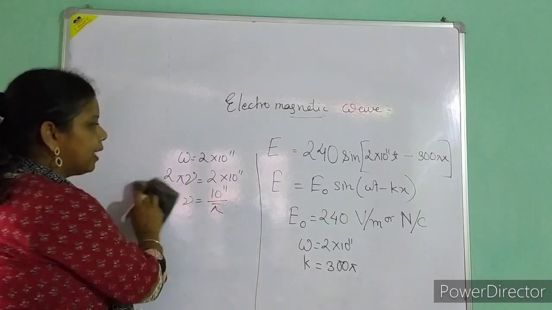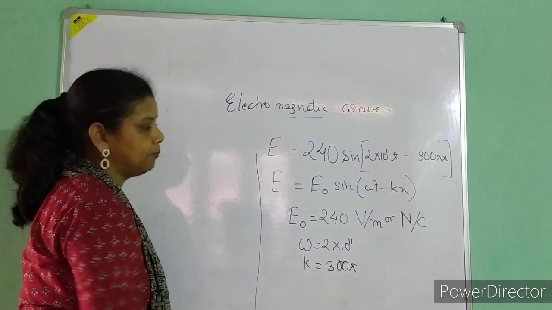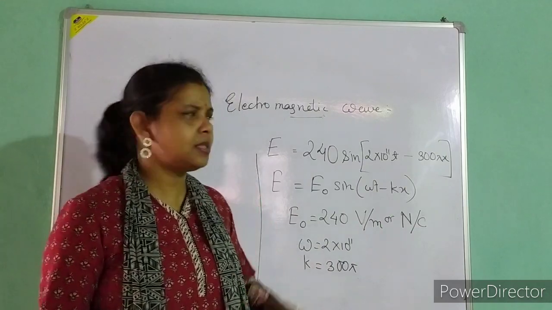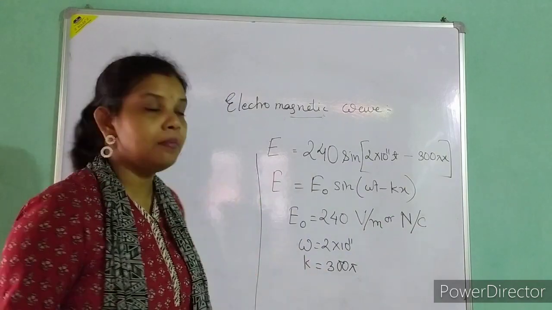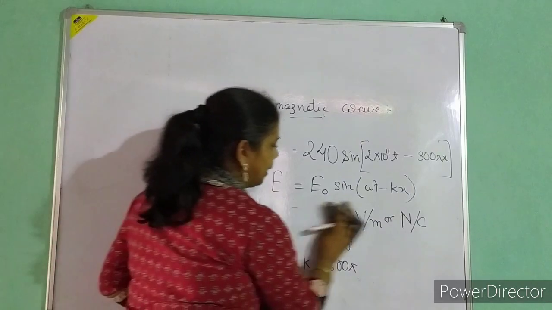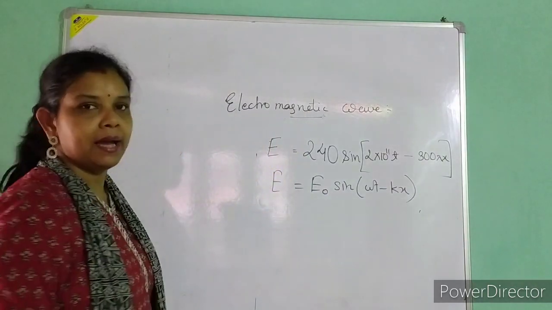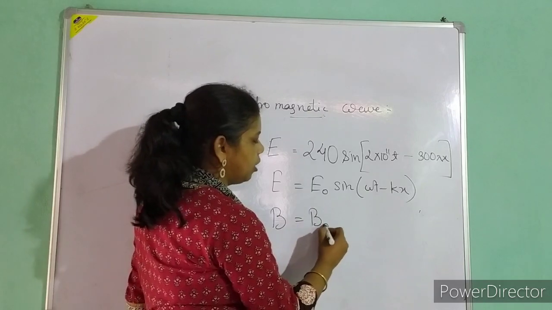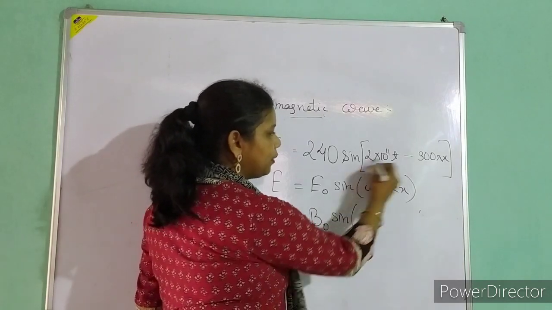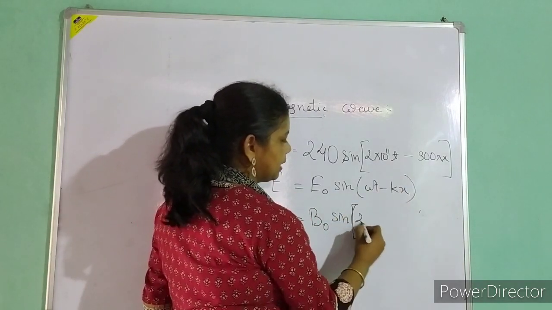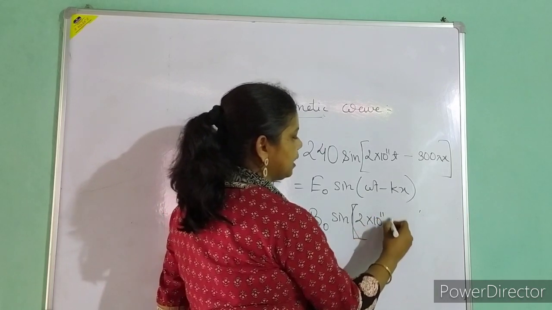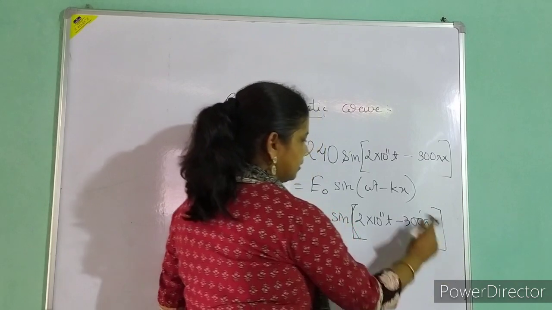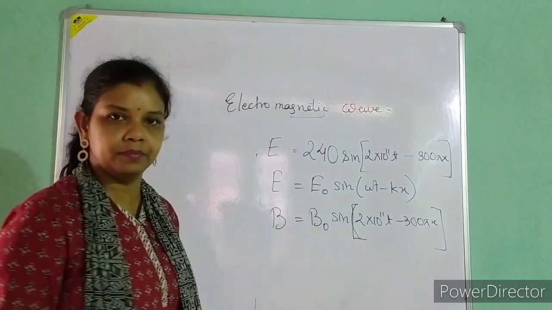The most important part, the last part of this question that might come in the exam, is to write down the expression of the magnetic field. This is an electric field, so I need the magnetic field. How to find the magnetic field? A few minutes back I said that the magnetic equation will remain the same, but it will be B naught sine of, and the entire phase remains the same, that is 2 into 10 to the power 11 t minus 300 pi x. So it is repeatable like this.